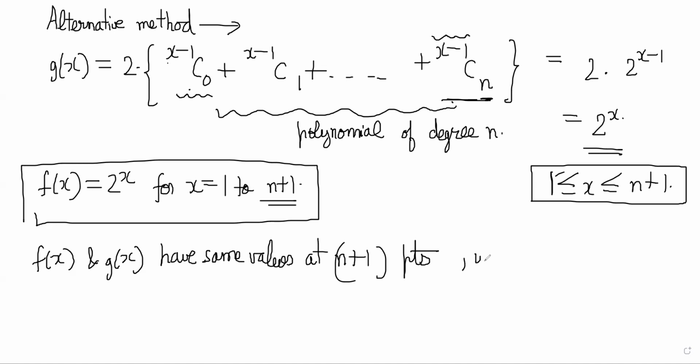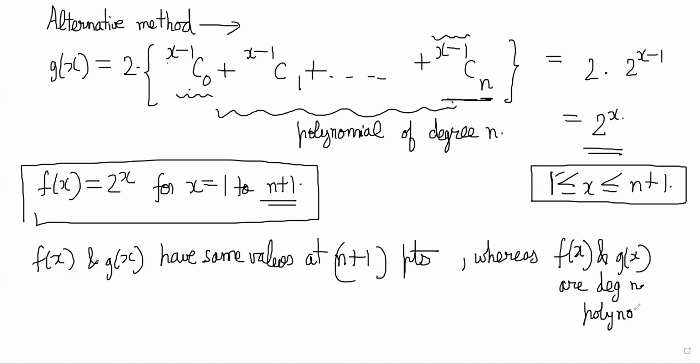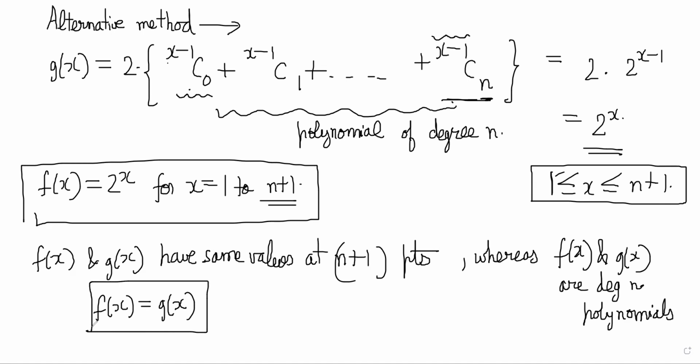whereas we know that f of x and g of x are degree n polynomials, right? So that means f of x and g of x must be identical. The only way that f of x and g of x can have the same value at more than n points is that they are identical. f of x is equal to g of x, right? So now we can easily calculate f of n plus 3, because for us now f of n plus 3 is same as g of n plus 3.